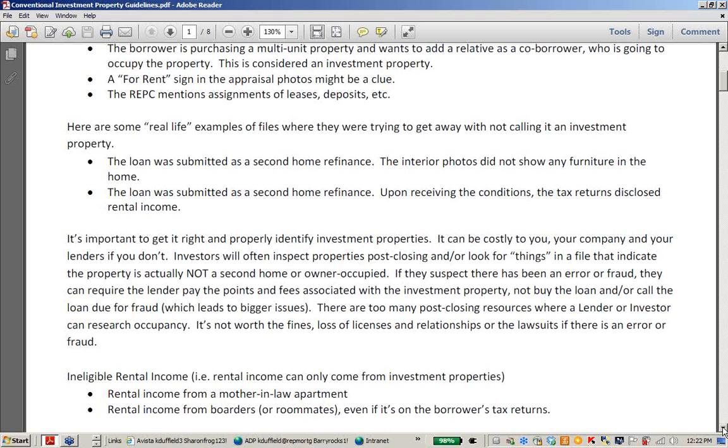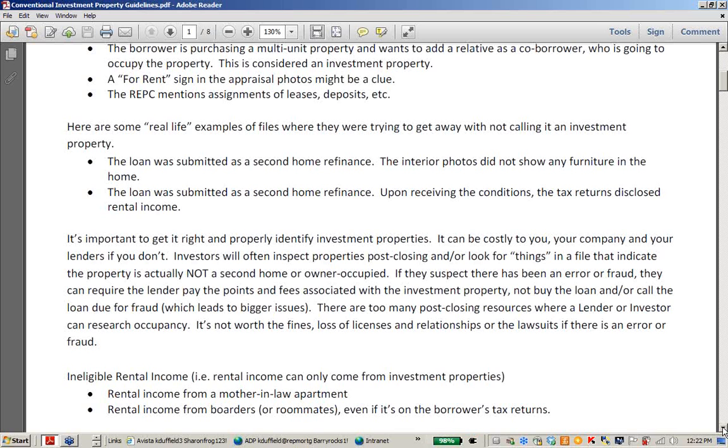If they suspect there has been an error or fraud, they can require the lender to pay the points and fees associated with the investment property. They could choose not to buy the loan, or they may even call the loan due for fraud, which could lead to bigger issues. So there's just too many post-closing resources where a lender or investor can research occupancy.